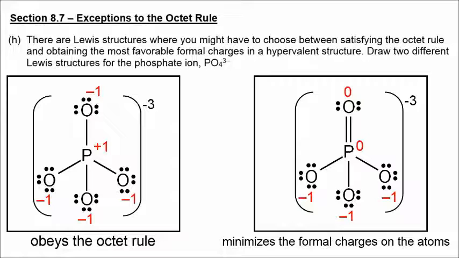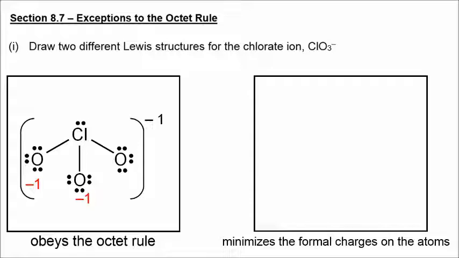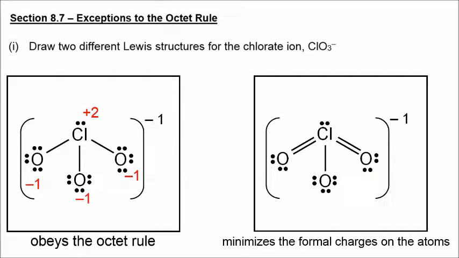In a similar way, can we take a chlorate ion, which normally has formal charges of -1 and +2 when we obey the octet rule? Let's break the octet rule to form a hypervalent structure and try to minimize the formal charges.